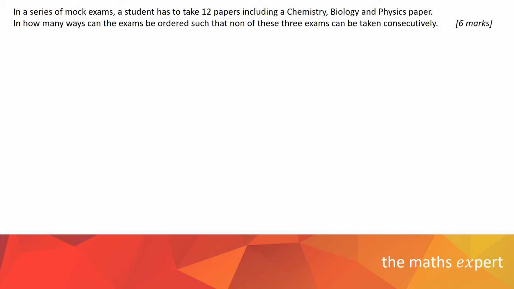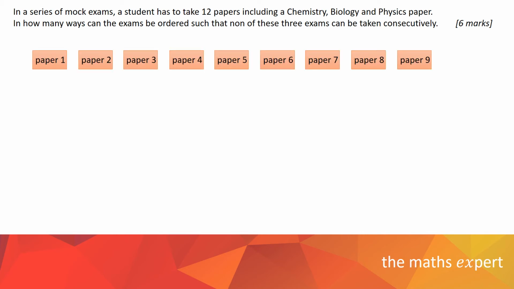I am instead going to fix the other 9 papers and then can see that there are 10 places for the first science paper to go in. The next science paper can go in 9 different places, and the third paper in 8 different places, as the number of places will reduce by 1 each time. This would result in no science papers being next to each other, as they would always be separated by another paper. It would also form a tree diagram, with 10 branches in the first representing the 10 places for the first paper, and 9 for the second column, and 8 for the third.